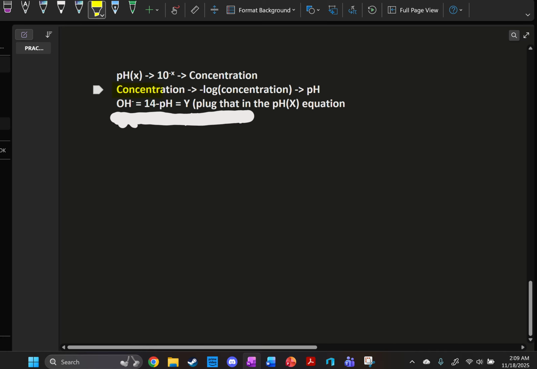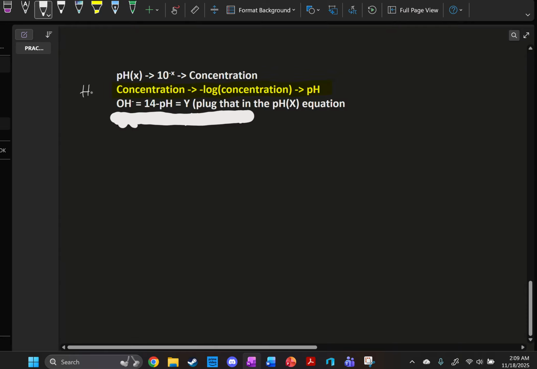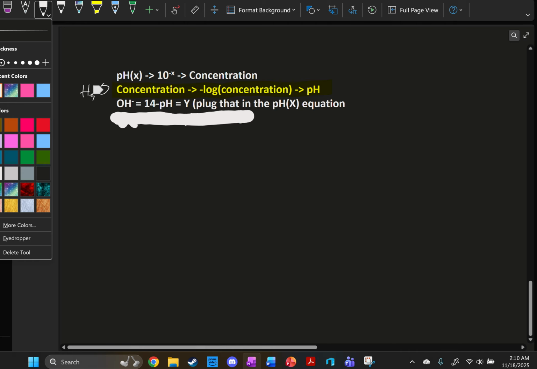Okay, so now if we are given a concentration, specifically, if the concentration is hydronium and we are being asked to figure out what the pH is, this equation right here, the negative log of that concentration, is the pH. And it will work again every time.